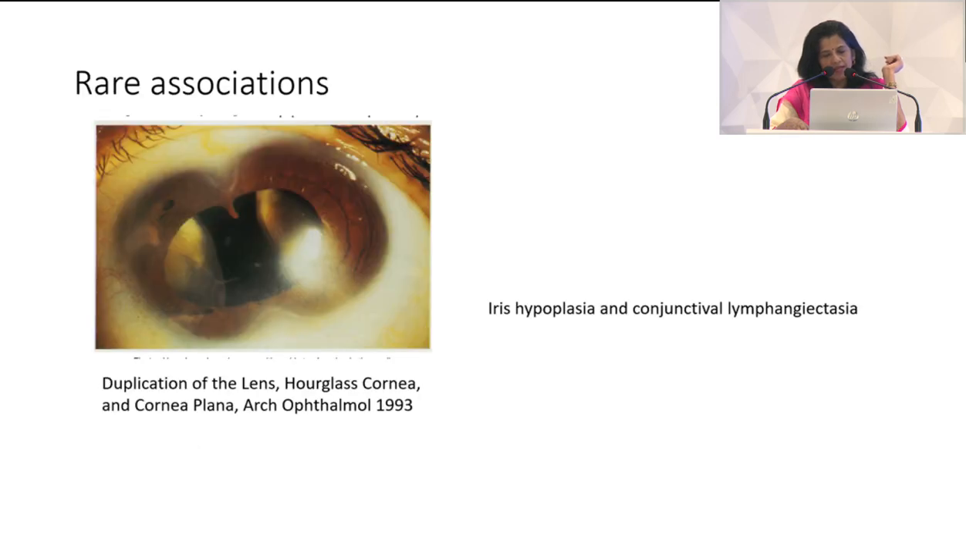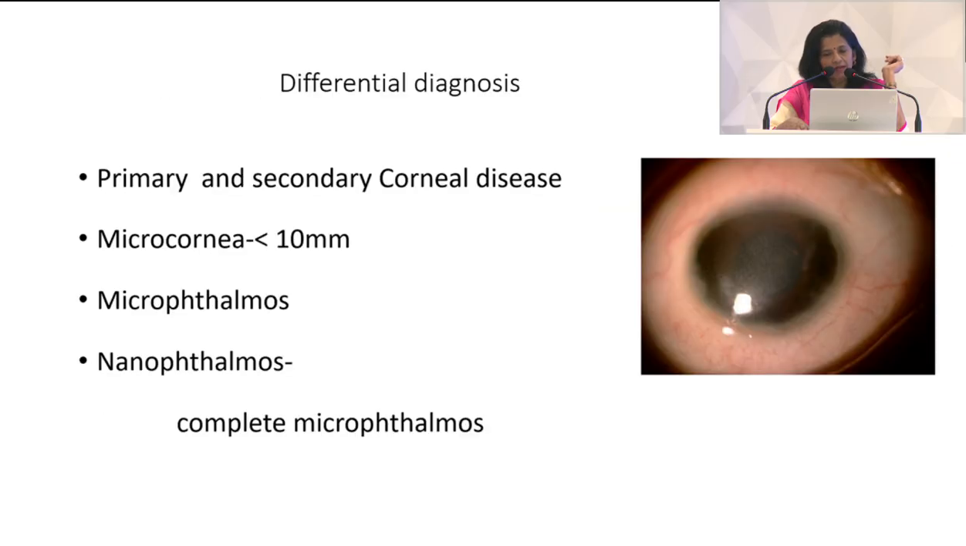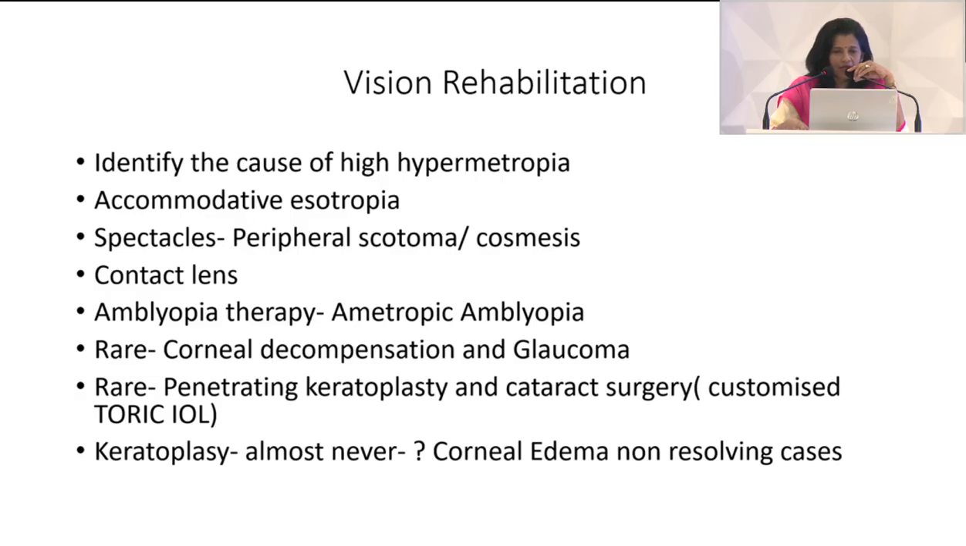And rare conditions like duplication of the iris and association of different mutations like PITX2 mutations with the same phenotype have been described. So the differential diagnoses are any other primary and secondary corneal disease, microcornea, microphthalmos, and nanophthalmos. So vision rehabilitation is very important. You have to identify the cause of high hypermetropia, treat the accommodative esotropia in these patients. Spectacle correction is very important. Contact lens fitting where and when possible, and treat the ametropic amblyopia, and look for rare corneal decompensation and glaucoma.